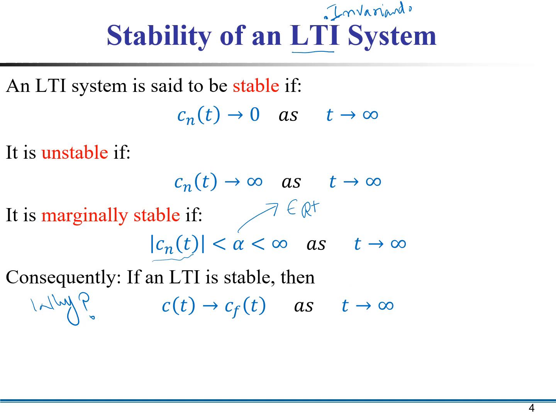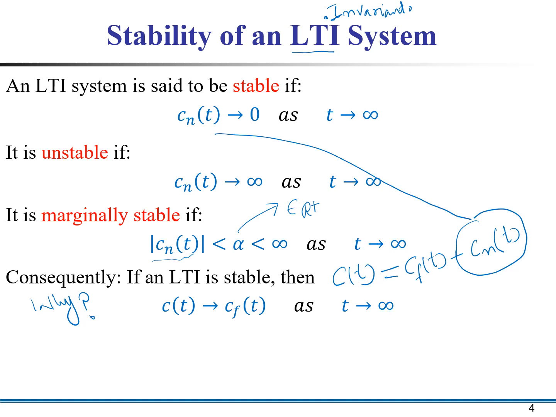So in the previous slide we discussed that c(t) is equal to c_f(t), the forced response, plus the natural response of the system. So for the stable system, c_n(t) will approach 0. So whenever this becomes equal to 0, automatically the response will be c(t) equal to c_f(t).